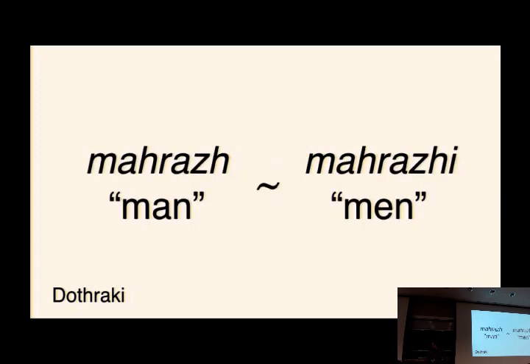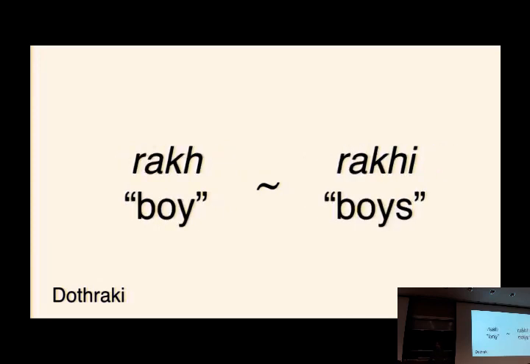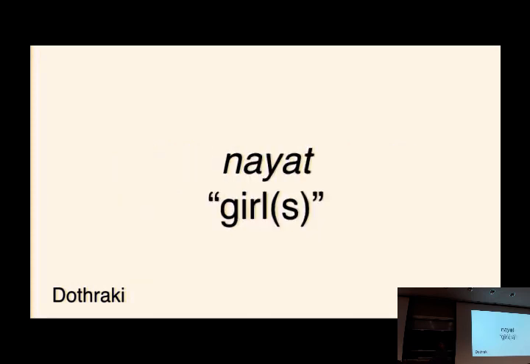So then you have things like this: mahraj, mahraji, man, men; chiori, chiorisi, woman, women; rach, rachi, boy, boys. Nayat, however, is inanimate. It doesn't have a plural. It's just girl or girls. And so you think, well, why did this happen? And most of the time people think, oh, Dothraki culture, patriarchal. Not exactly, though there is some of that in there.